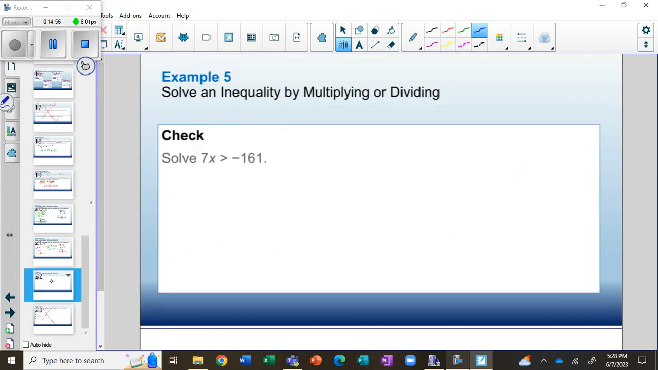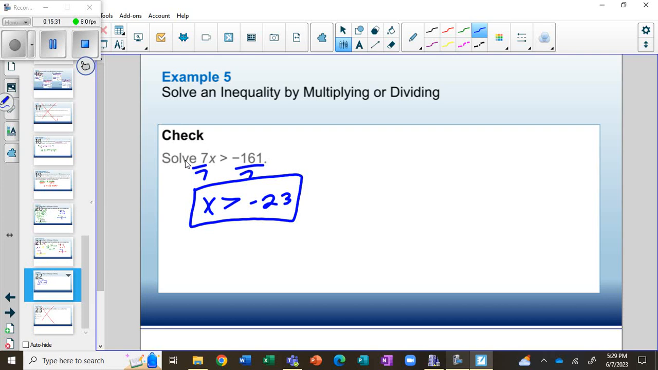And our last question, solving inequalities by multiplying and dividing. The opposite of multiplying by 7 is dividing by 7. So x is now greater than negative 161 divided by 7, which gives us negative 23. Some might wonder, why didn't I flip the symbol here? I didn't flip it because I was not dividing by a negative number. The number I'm dividing by is a positive 7. That's why this one is just greater than negative 23.